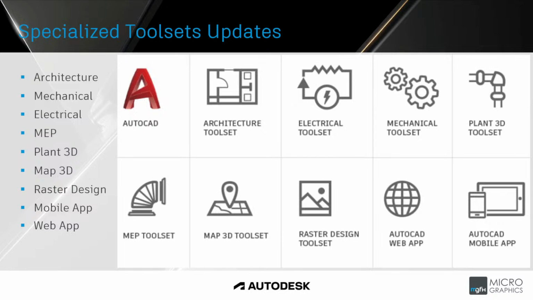So let's get into the specialized toolsets and their updates. AutoCAD now includes the industry-specific versions of AutoCAD. Autodesk AutoCAD 2024 toolsets, previously known as AutoCAD Verticals, provide access to tools to efficiently create designs for architecture, mechanical engineering, electrical design, plant layout, and GIS topological mapping, as well as raster design. These can also be viewed on the mobile and the web app. It is included with your AutoCAD subscription. The toolset products run as separate applications.